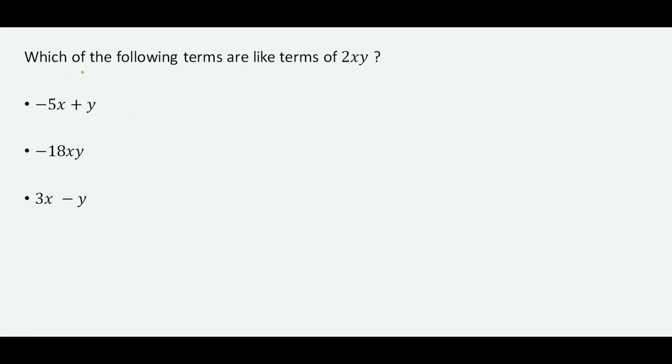So let's look at an example here. Which of the following terms are like terms of 2xy? So here's what we're going to pay attention to. We're going to pay attention to the xy. So every term that ends with an xy, notice it's not an x plus y, x minus y, it's an xy. So that's a multiplication. So you have x plus y, so this is not a like term. You have xy, so this is a like term. X minus y, this is not a like term.